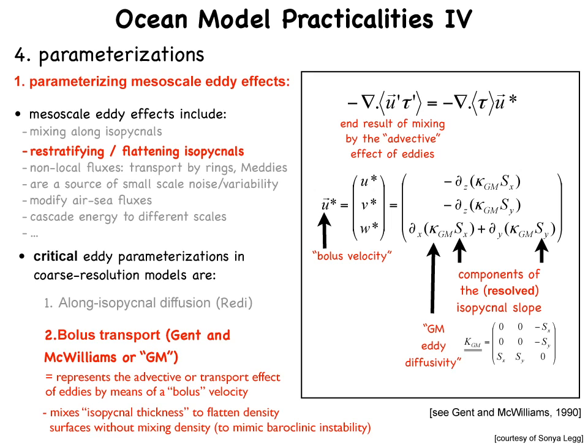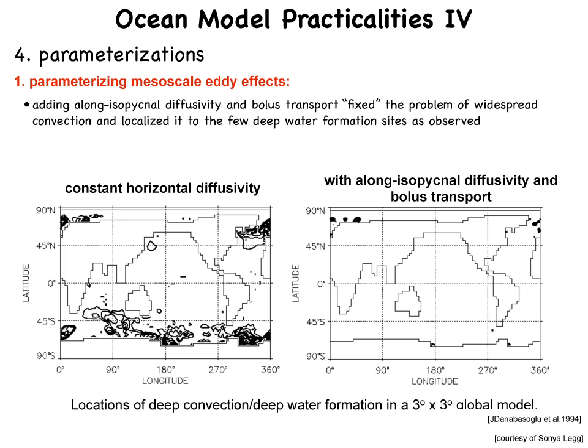And so this is an ad hoc way of getting the effects that eddies have in re-stratifying the ocean through baroclinic instability. And we can write that again as an eddy diffusivity as a function of the resolved components of the isopycnal slope. Okay? Now the reason these two parameterizations are such a success story is that pretty much overnight, by putting in these two effects, the along isopycnal diffusivity and the bolus transport, we fixed the problem of deep water formation in these global models.